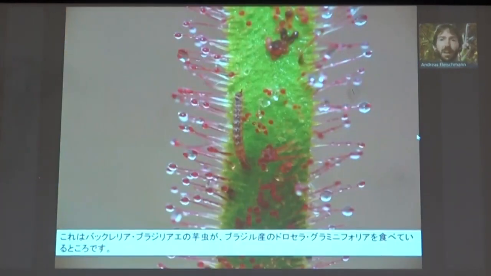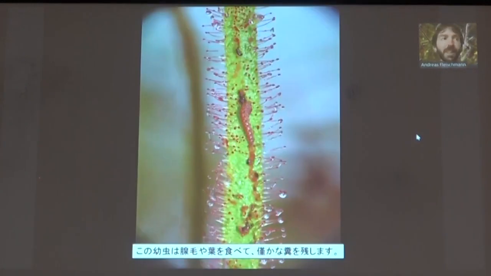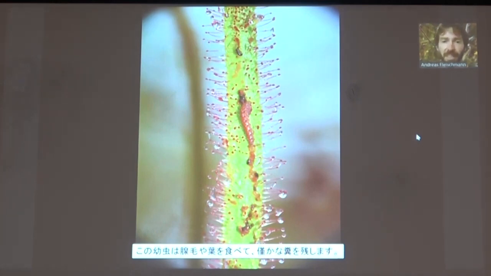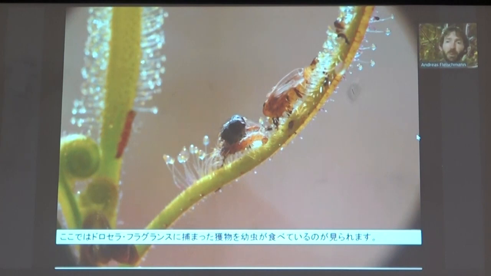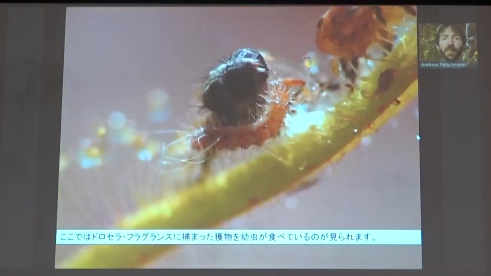And here you can see a larva of Buchleria brasiliana in Brazil feeding on Drosera graminifolia. You can see where the larvae are on Drosera leaves, not only the caterpillar itself, which is again perfectly camouflaged, but where they feed, they leave behind traces of frass, their deposits. What's very curious about this larva is that once it grows, the second instar larva does not feed on the tentacles anymore. It becomes a carnivorous caterpillar. This is very rare in butterflies and moths. It feeds on the captured insects. So this caterpillar goes from being a herbivore on Drosera to, in the second instar, a kleptoparasite on Drosera. Here you can see the larva feeding on a fly captured by a Drosera leaf.